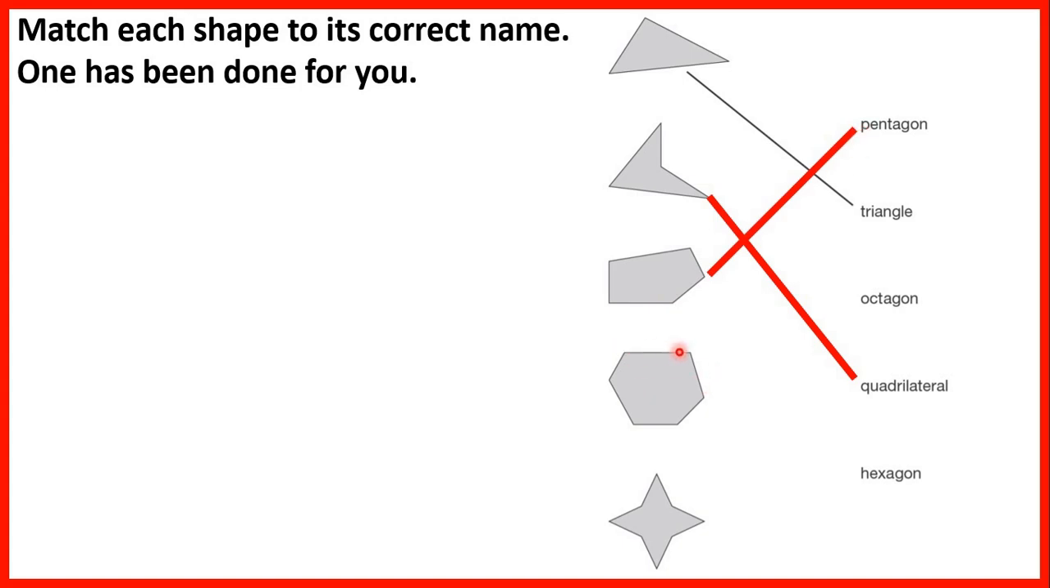This shape has 1, 2, 3, 4, 5, 6 sides, so that's a hexagon. And here we have a shape with 1, 2, 3, 4, 5, 6, 7, 8 sides, and a shape with 8 sides is an octagon.